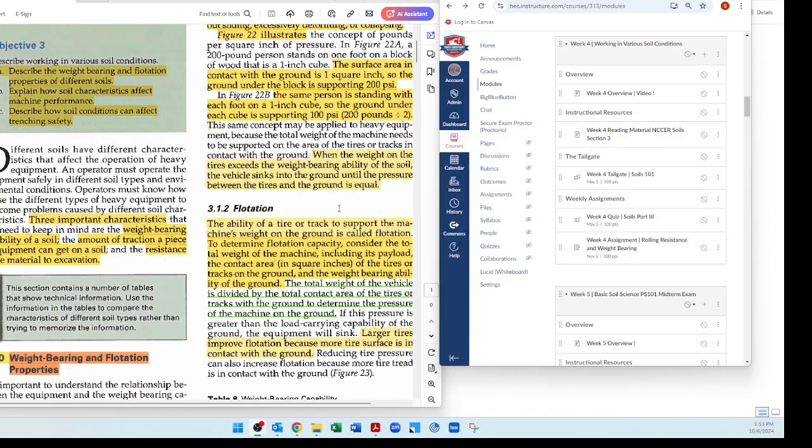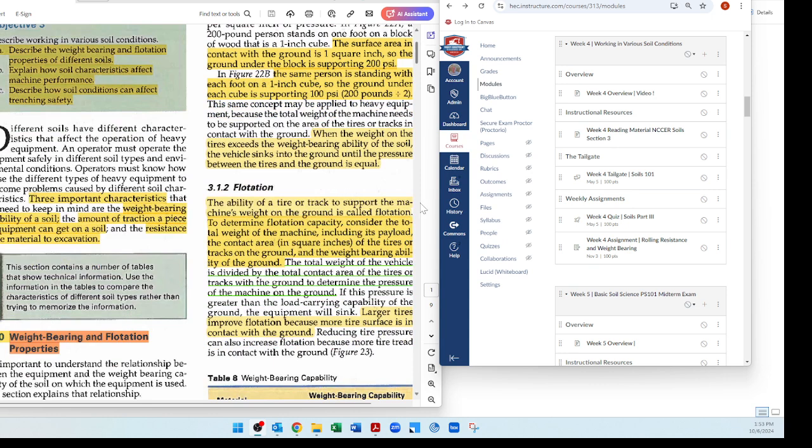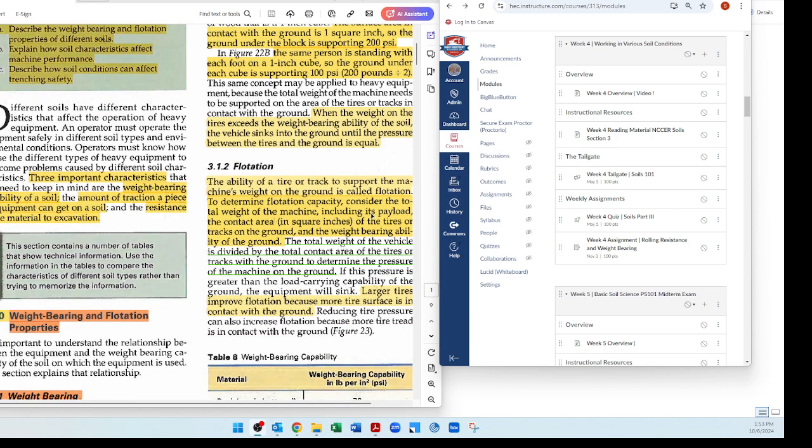The ability of a tire or track to support the machine's weight on the ground is called flotation. It's considered the total weight of the machine, including its payload. In other words, how much does the machine weigh plus whatever it's carrying, and the contact area in square inches of the tires or tracks on the ground. The weight-bearing ability of the ground. The total weight of the vehicle is divided by the total contact area.